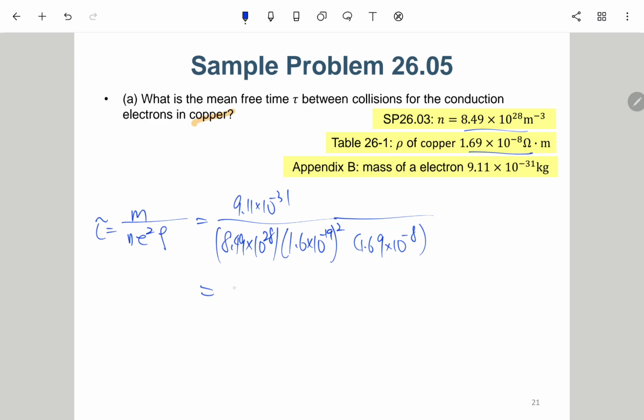So this is actually 2.5 times 10 to the negative 14 seconds. Or if you write it with a scientific prefix, it will be 25 femtoseconds, which is a really short time.